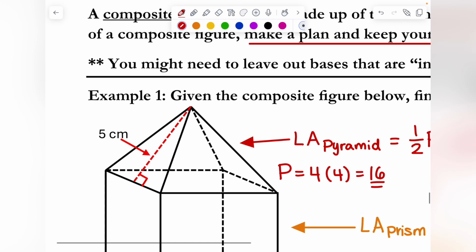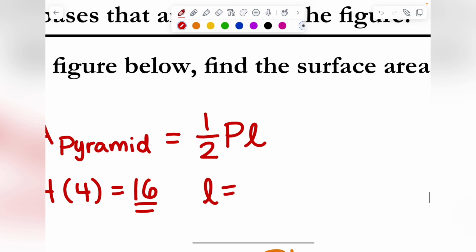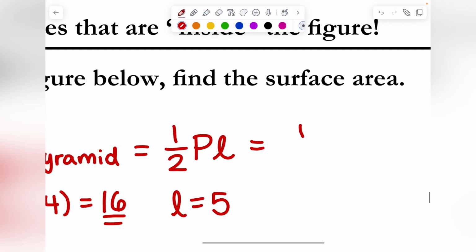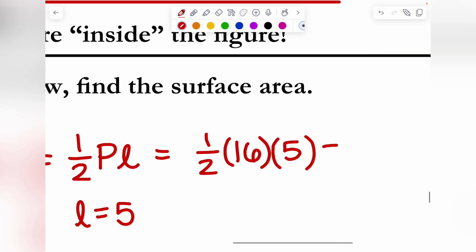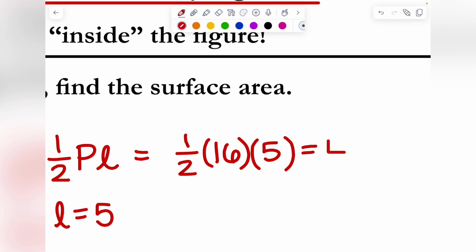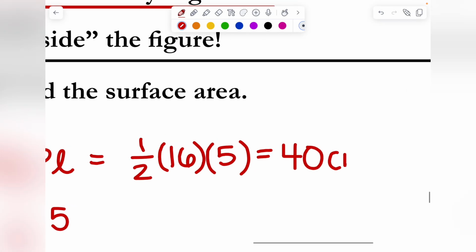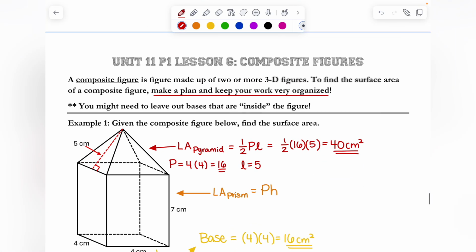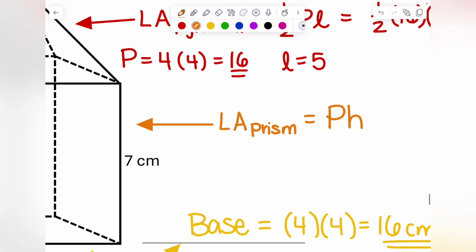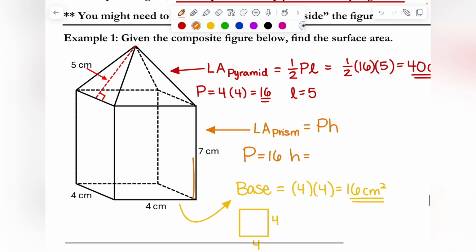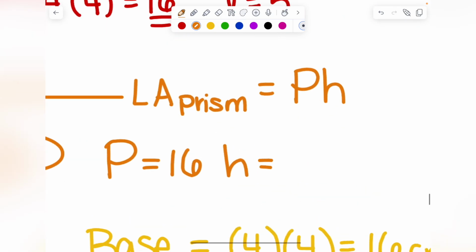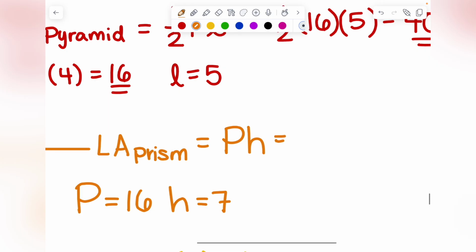Now, on this pyramid, they gave me the slant height is 5. That's the L. So for this lateral area, I'm just going to plug in 1/2 times 16 times 5. I can throw that in my calculator. I'm going to get 40. All right, and then for the prism, the perimeter of the base is still 16. The height of the prism, base to base, is this 7. So I'm going to plug into my formula, P times H, 16 times 7.